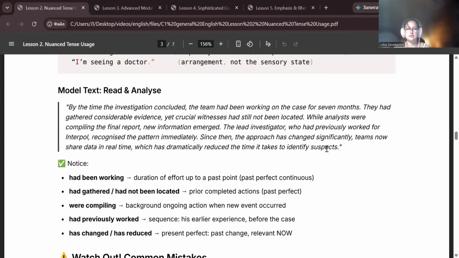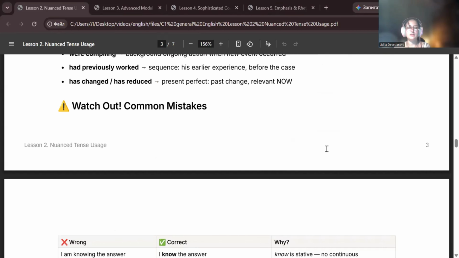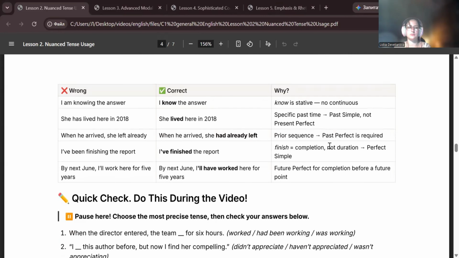Teams now share data in real time, which has dramatically reduced the time it takes to identify suspects. Has changed significantly and has dramatically reduced: present perfect, past change relevant now. Wonderful. Here are some common mistakes you need to watch out for.